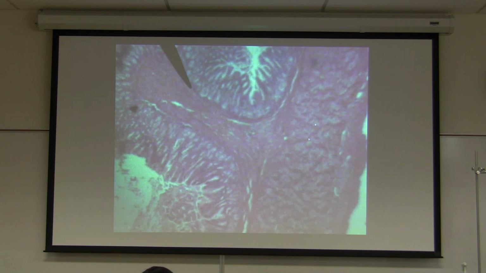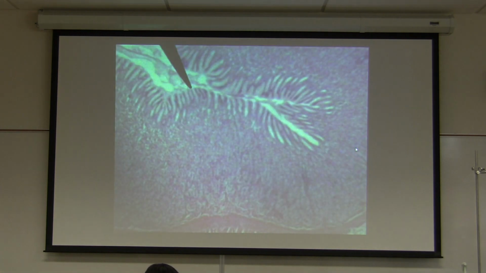What is the name of the tissue? Smooth circular muscle, and this is smooth longitudinal muscle. What is the name of the structure? Gastric pit, right here at the bottom. What is the name of the structure? Gastric gland. It's in your list.